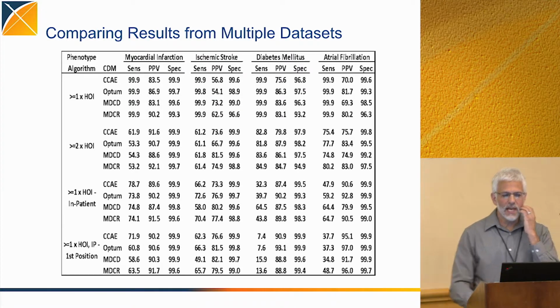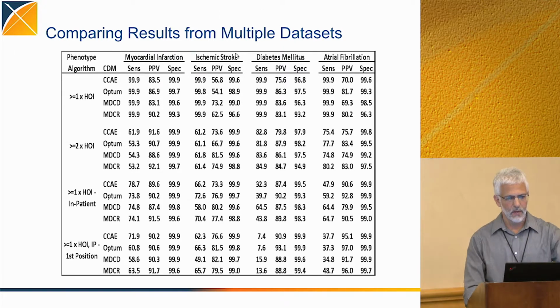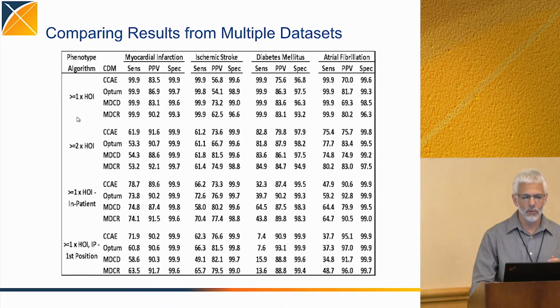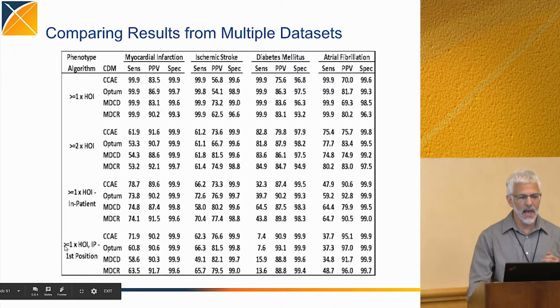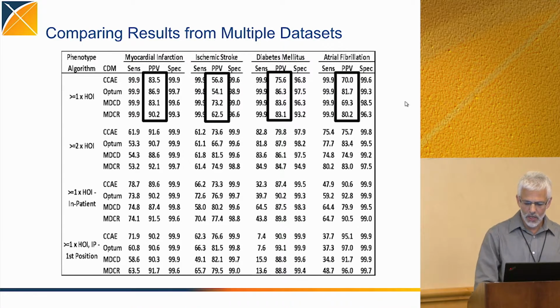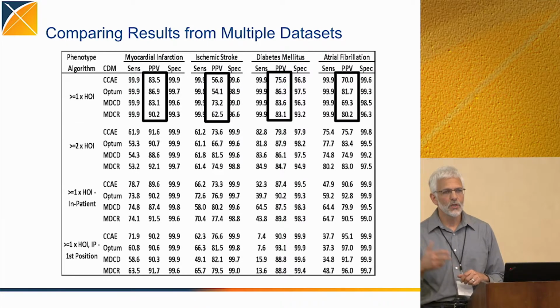What we found is that we've done this for a number of different diseases: myocardial infarction, ischemic stroke, diabetes, atrial fibrillation. We've looked at the different algorithms that I just talked about. We compared it across 4 different data sets. One of the things you see in the results is that the positive predictive value changes, even for the same algorithm, within the data set.